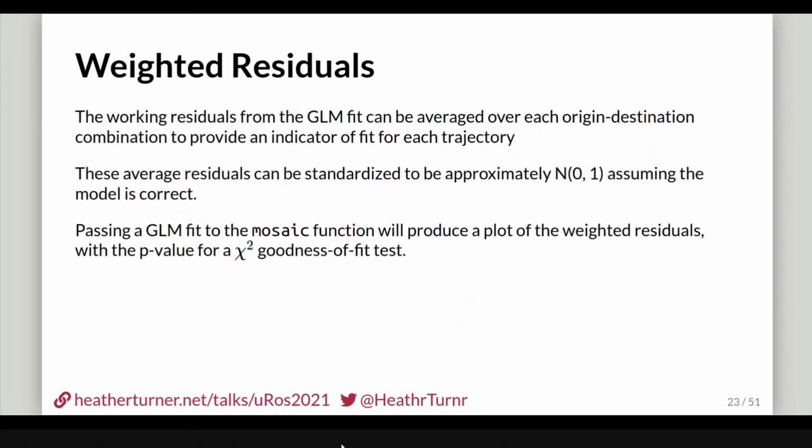We can evaluate these models by looking at the weighted residuals. So we can take the working residuals from the GLM fit and average them over each origin-destination combination to give an indicator of fit for each trajectory. And we can standardise these residuals so that they're approximately a standard normal, assuming the model is correct. And we can plot them again using the mosaic function, and that also returns a p-value for the goodness of fit test.